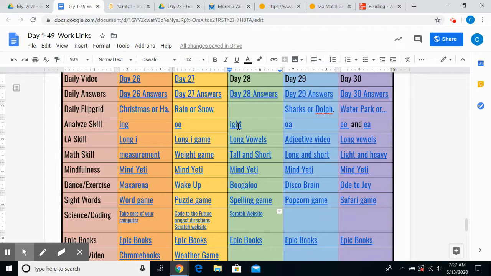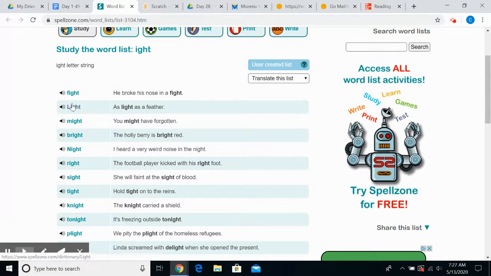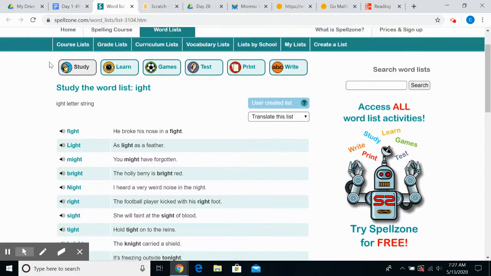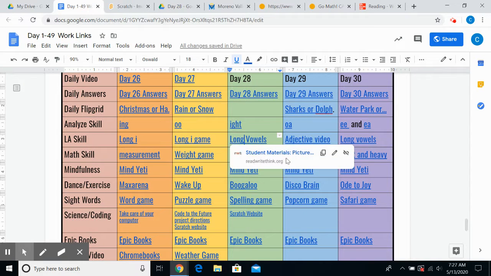Our analyze skill today is the sound "ite," like fight. And if you click on here, it's going to take you to the spell zone where you have lots of words that end with "ite," like fight and light. You can press the speaker to hear them. And then if you go up here, you can go to games and you can do some different games with those "ite" words. We're still working on magic E words, those long vowels that say their name.